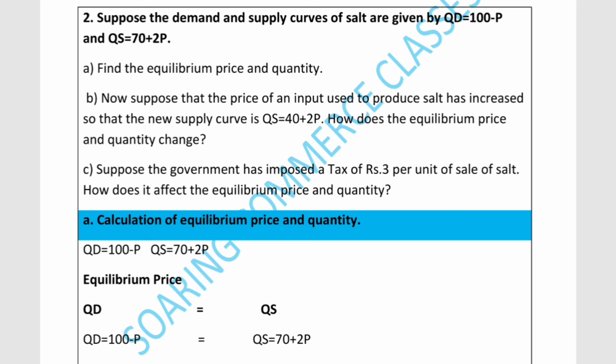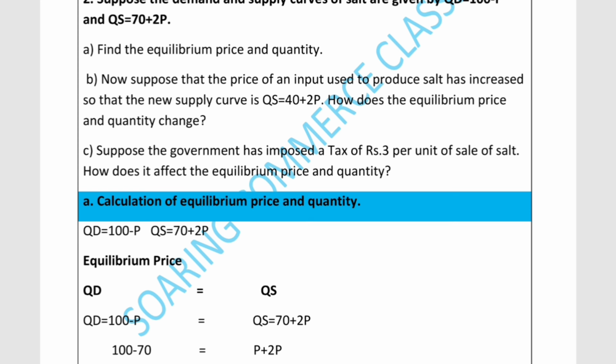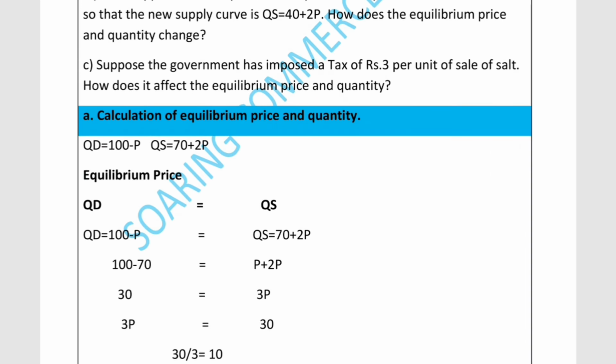Remember, in the 3 sub questions, the equilibrium quantity of demand and supply will give different answers. In the first, we calculate the equilibrium price and quantity, where quantity demanded and supplied will be the same. In B, because the input price of making salt has increased, the quantity supplied is 40 plus 2P, so the supply and demand will change. In scenario C also, because of the tax of 3 per unit, the quantity and supply will change. So first we need to calculate A, the equilibrium price and quantity.